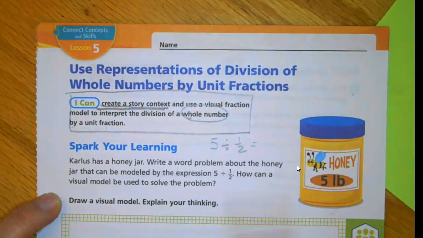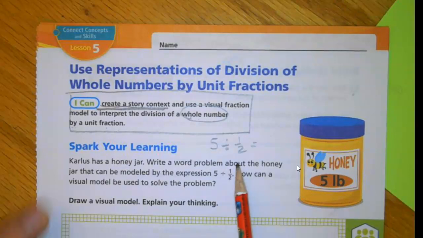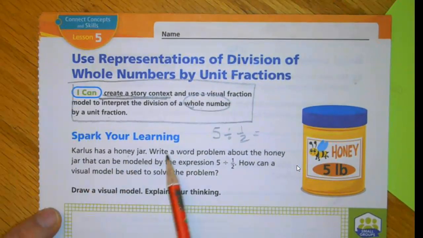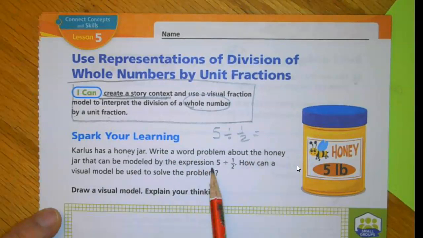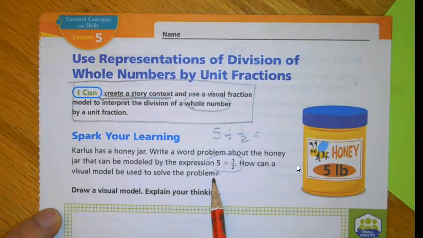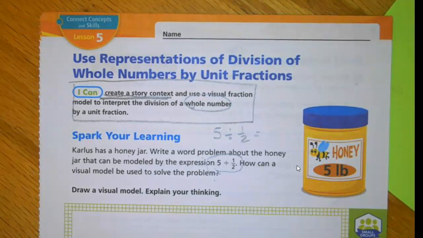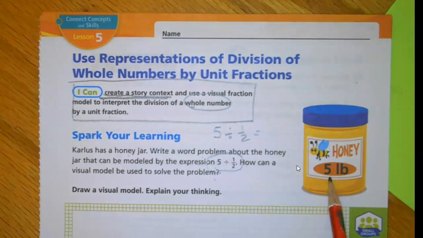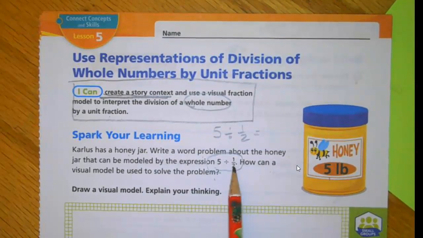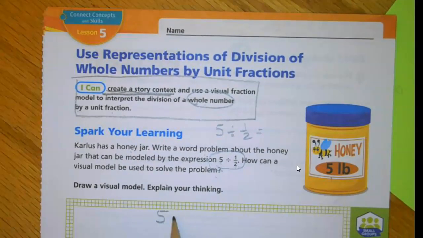All right, so let's look at this first little bit of information. It says Carlos has a honey jar. Write a word problem about the honey jar that can be modeled by this expression. How can a visual model be used to solve the problem? Now, we don't have a word problem. We just have some bits of information that we're going to use to make a word problem. So here we have 5 pounds of honey. And I'm going to have to take this 5 pounds and split it out into 1/2 pound sizes. So I need to come up with a word problem that would use this to come up with an answer. So I know I'm going to have 5 pounds.